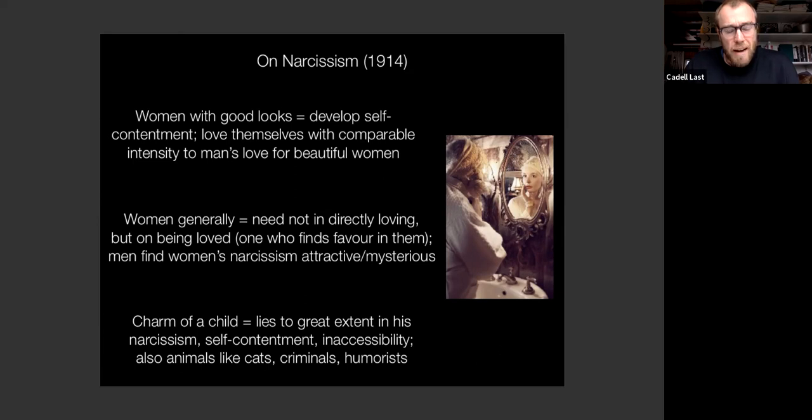He then says also that animals like cats, but also humans like criminals and humorists, develop narcissistic tendencies that display similar tendencies.